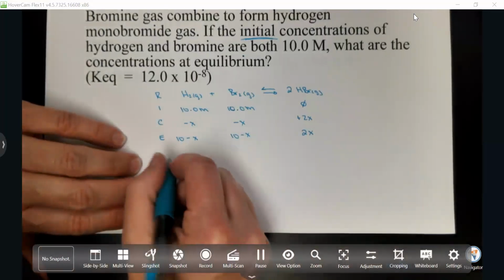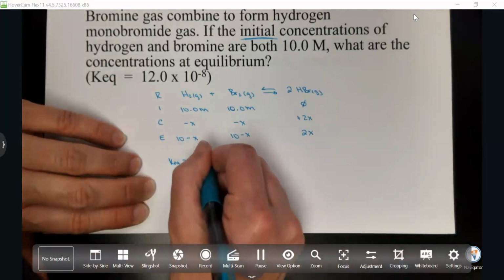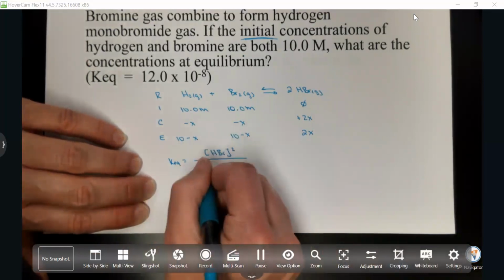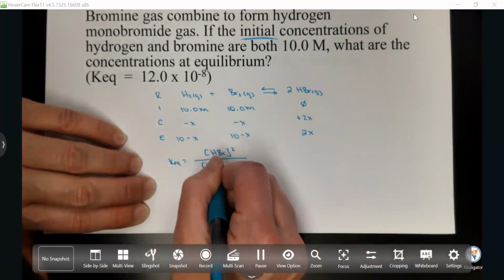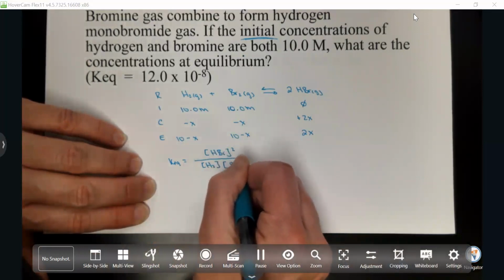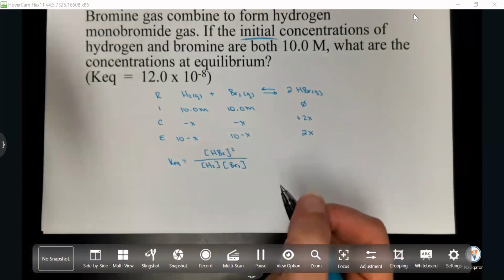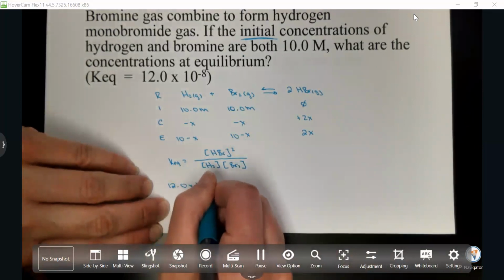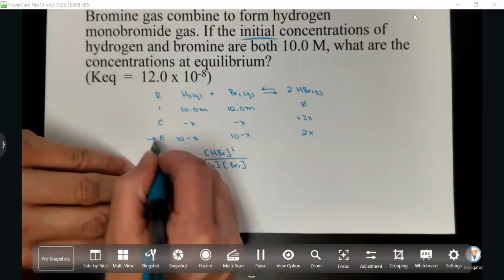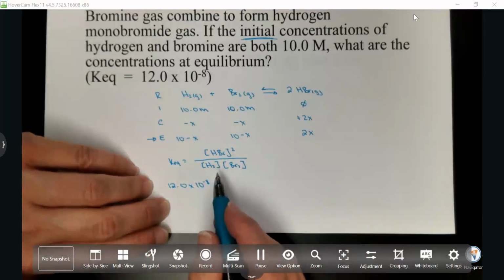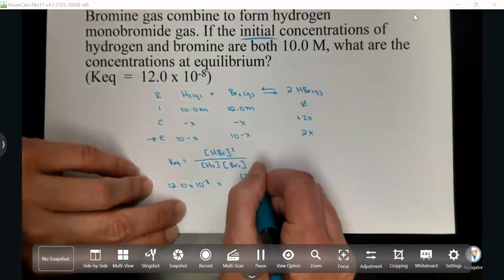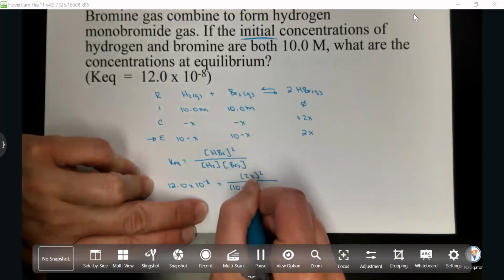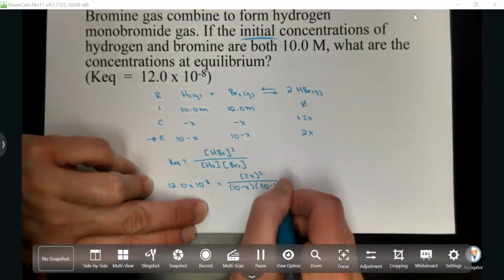Once you get your RICE table, you should be writing your equilibrium expression so you don't make any mistakes there. So we have our HBr squared on the top, and we have our reactants down here at the bottom. It gives us our Keq value of 12.0 times 10 to the negative 8. And we plug everything from our equilibrium row into our Keq expression. So we have 2x squared, and I have 10 minus x times 10 minus x.